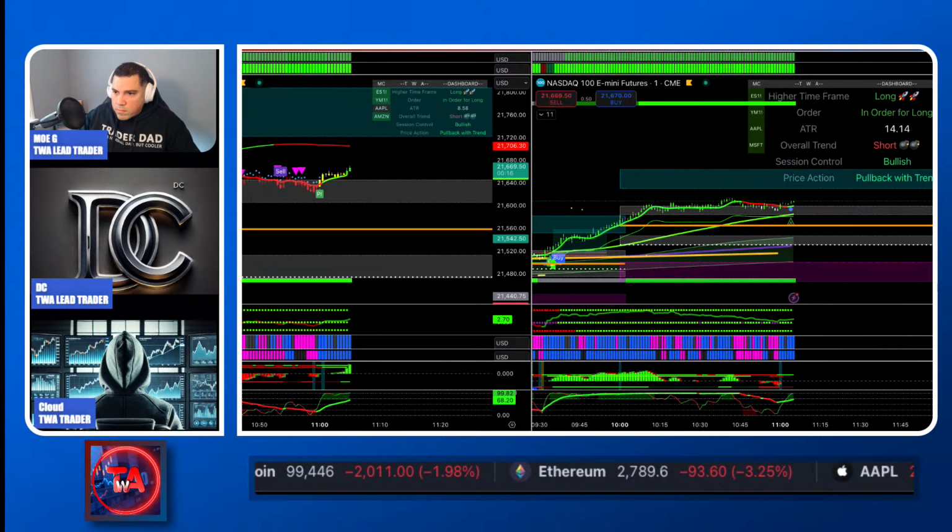Come on, Nasdaq. Keep going. Keep pushing. I'm moving the stops up on this last couple minis. Keep going. Keep going. Come on, man. Give me the 80s one more time. Let's go to the high one more time.